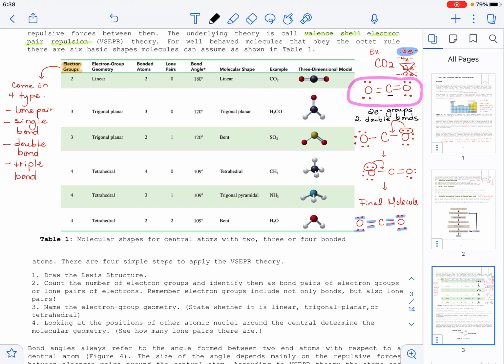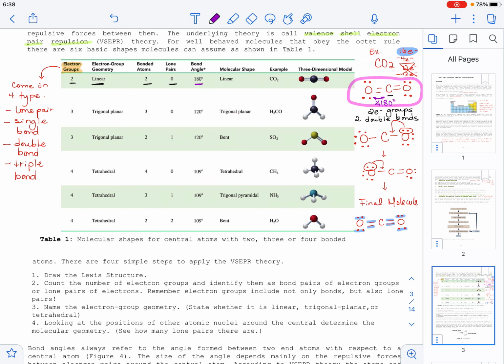So for CO2, as you can see in our table, it has 2 electron groups, and a molecule that has 2 electron groups is considered linear. Most of the molecules that we explore in this course are going to have 2 bonded atoms, no lone pairs, and the angle that separates these oxygen atoms from the central atom, the angle here, is 180 degrees. Okay, that's why we have this here.